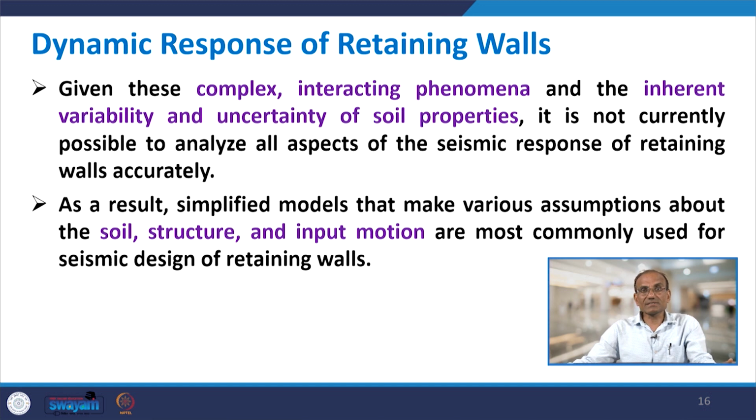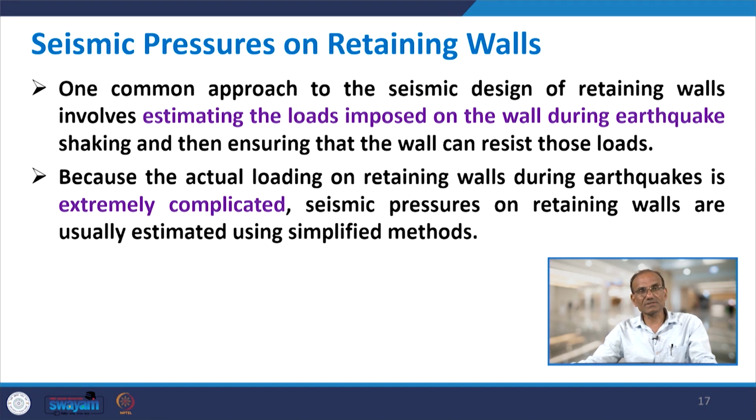Given these complex interacting phenomena and the inherent variability and uncertainty of soil properties, it is not possible to analyze all aspects of the seismic response of retaining walls accurately. As a result, simplified methods that make various assumptions about the soil, structures and input motions are most commonly used for the seismic design of retaining walls. What are those assumptions for seismic pressures on retaining walls? So, we will first discuss some assumptions that are made, and then we will discuss one method.